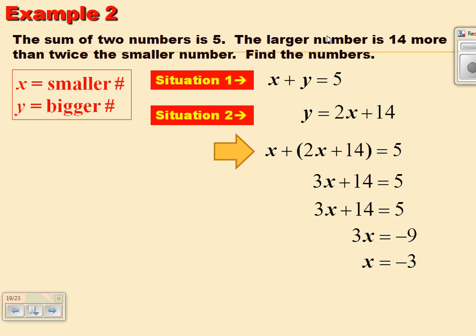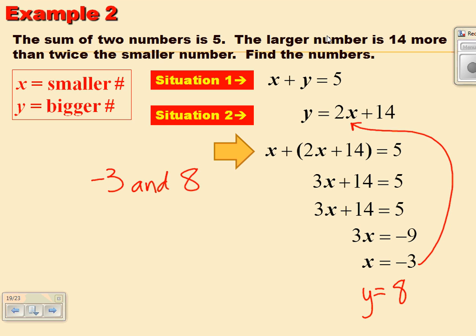So the next thing I need to do is figure out what the bigger number is. I do that by plugging it into there. Therefore, y is equal to negative 6 plus 14, which is 8. So the 2 numbers are negative 3 and 8. If you add them together, they equal 5.